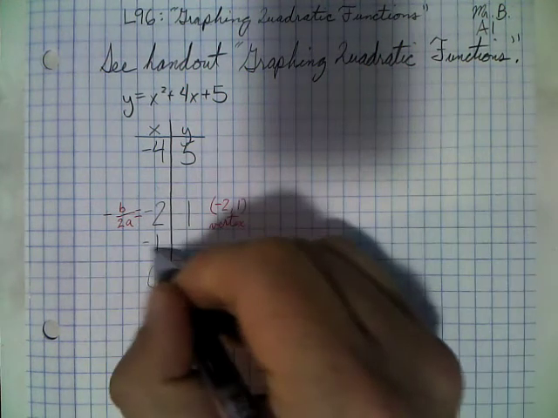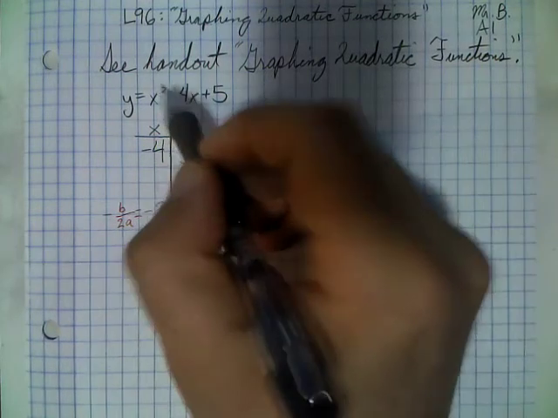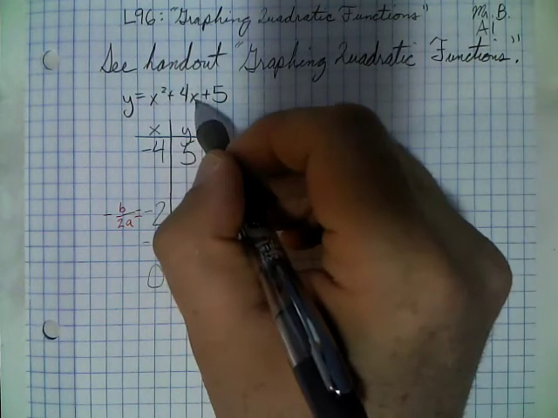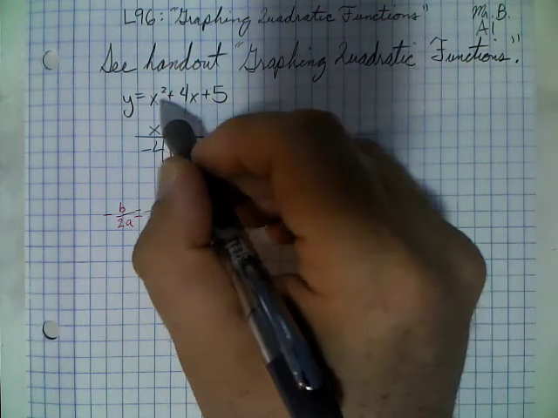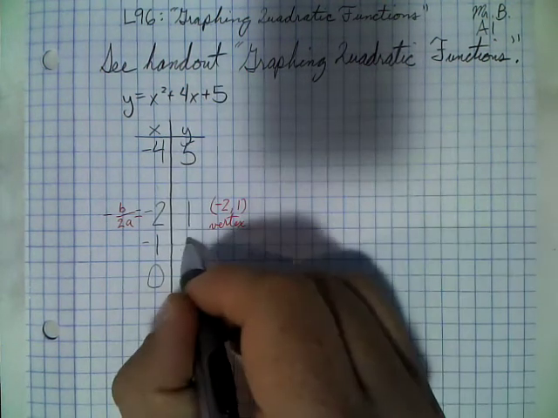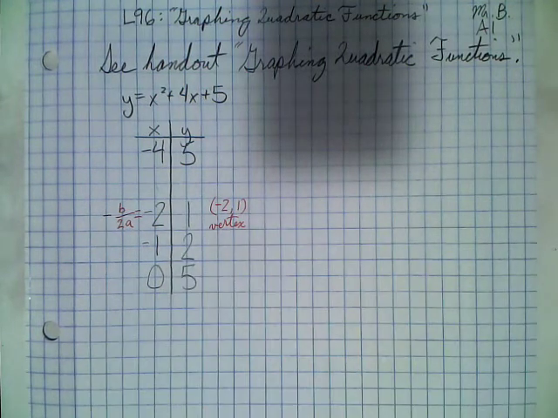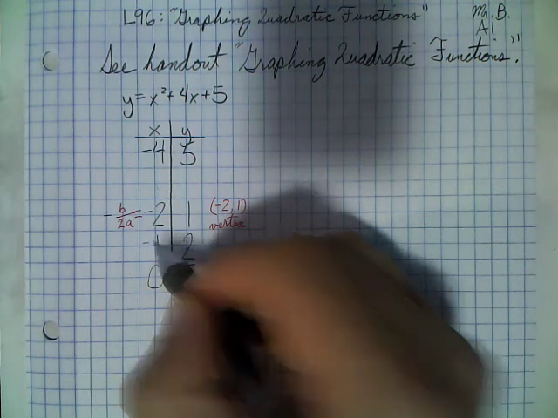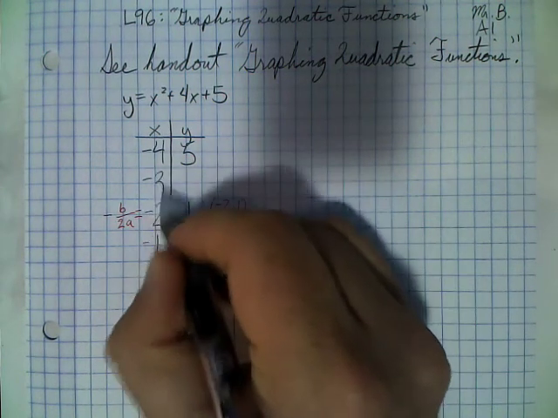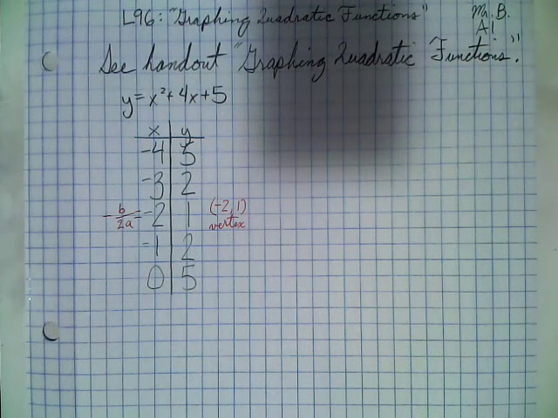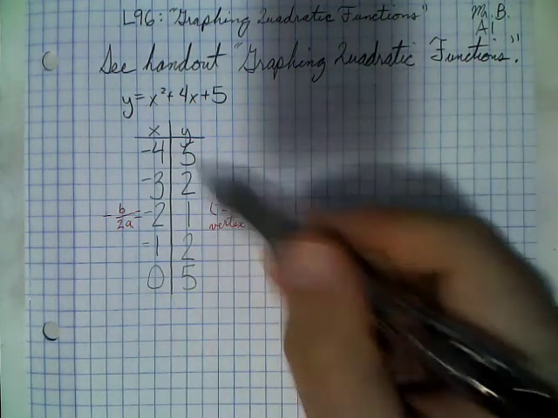Okay. So if I find negative 1 now, negative 1 squared is just positive 1. 4 times negative 1 would be negative 4. So 1 plus negative 4 would be negative 3. And then plus 5, negative 3 plus 5 would be 2. So that means since this is 1 to the right on the number line, 1 to the left would also have the y value of 2. So you can see how the y values are symmetric there.